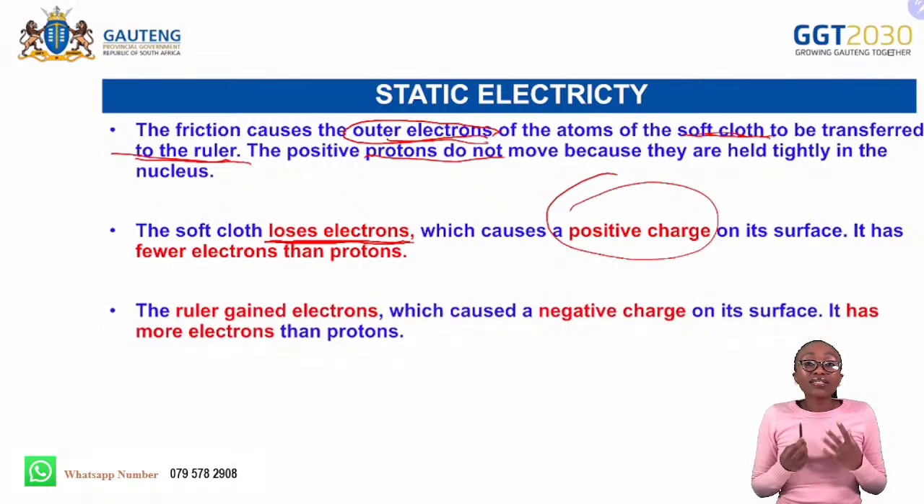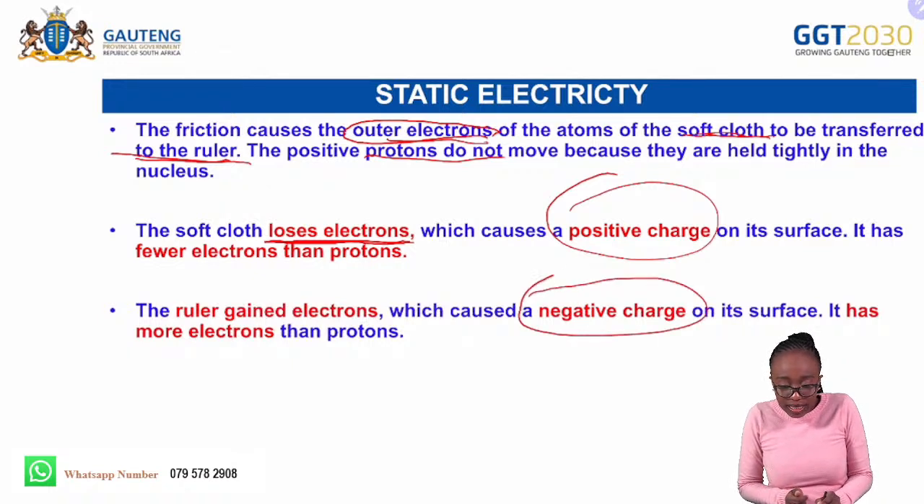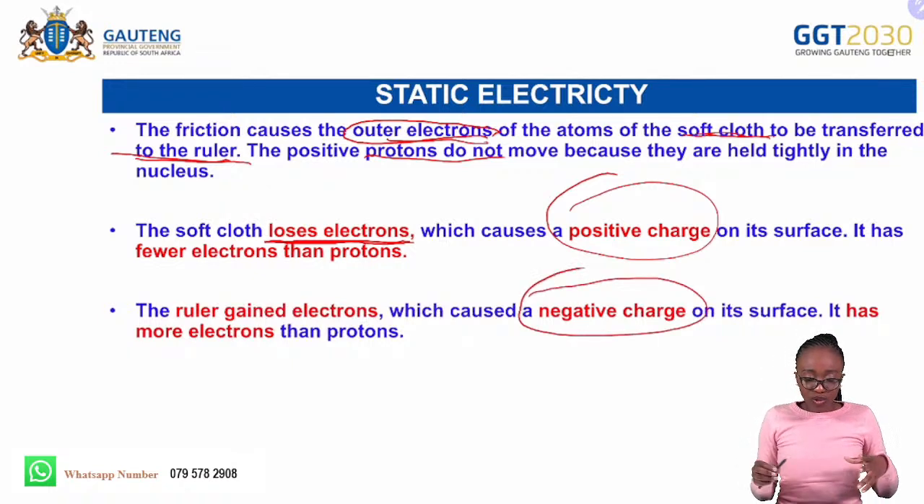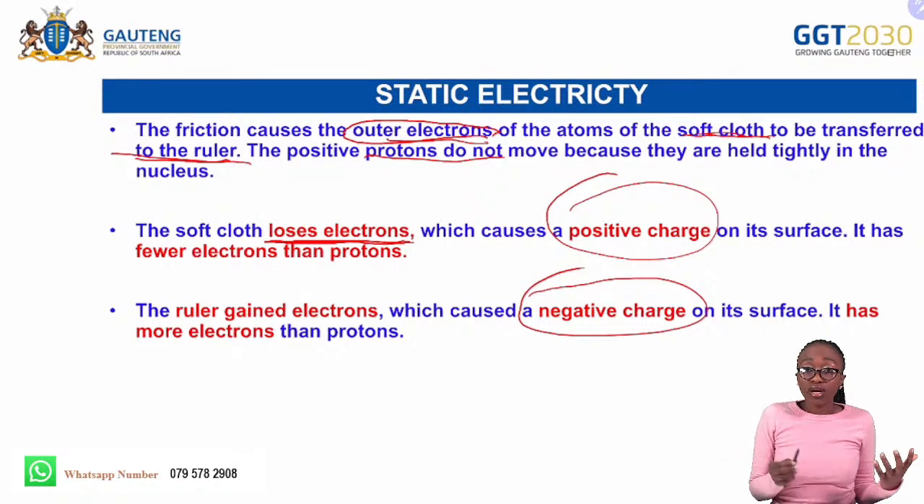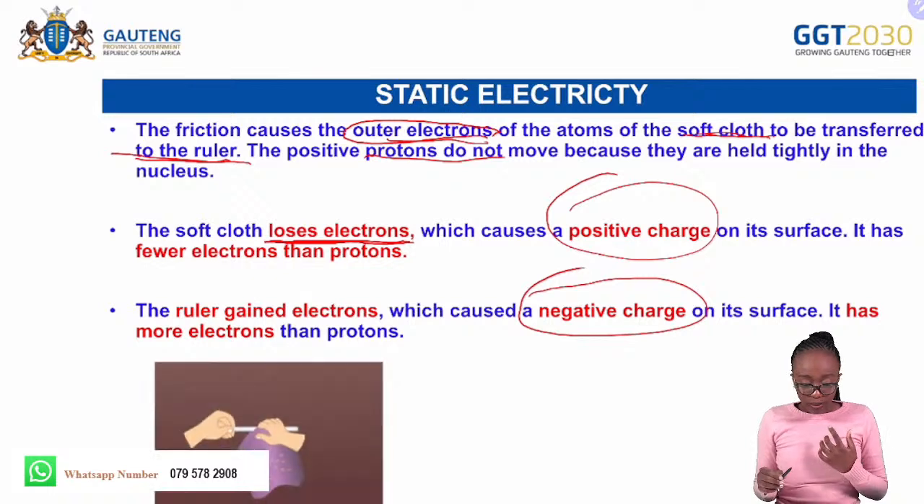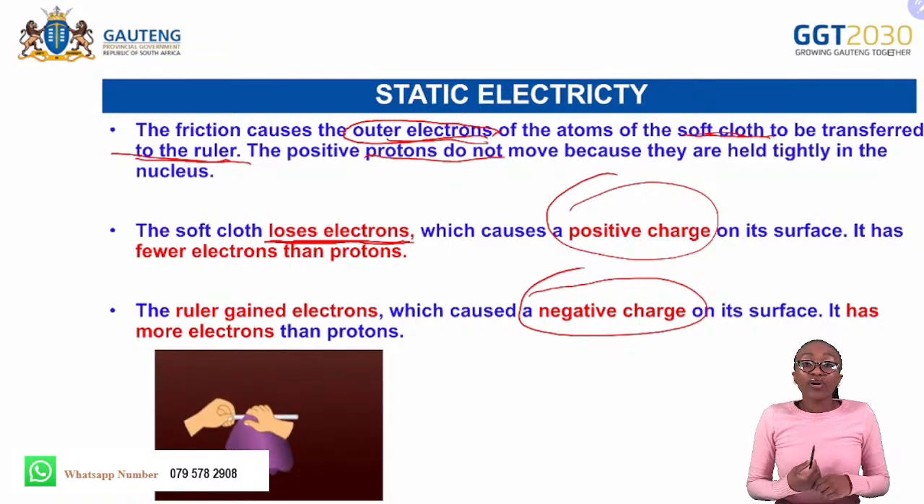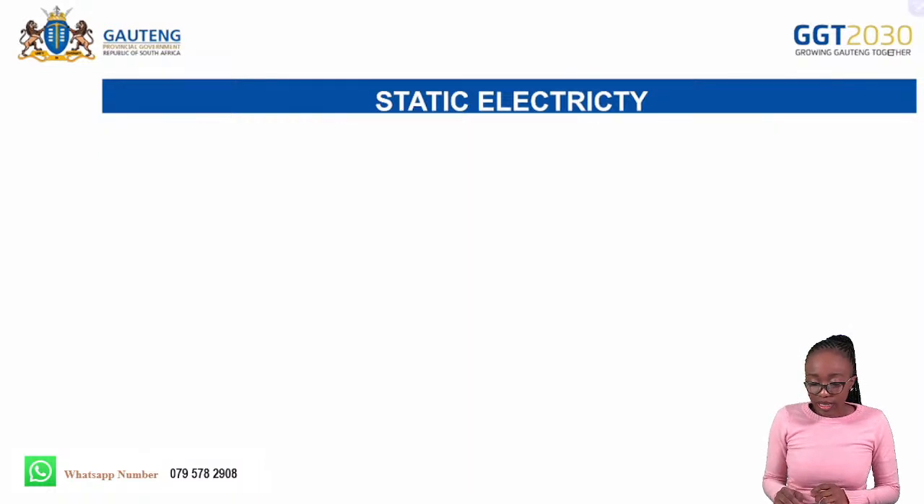So the ruler gains electrons. Now that the ruler has gained electrons, this causes a negative charge on its surface because now it has more electrons than protons. There is our ruler and cloth again.